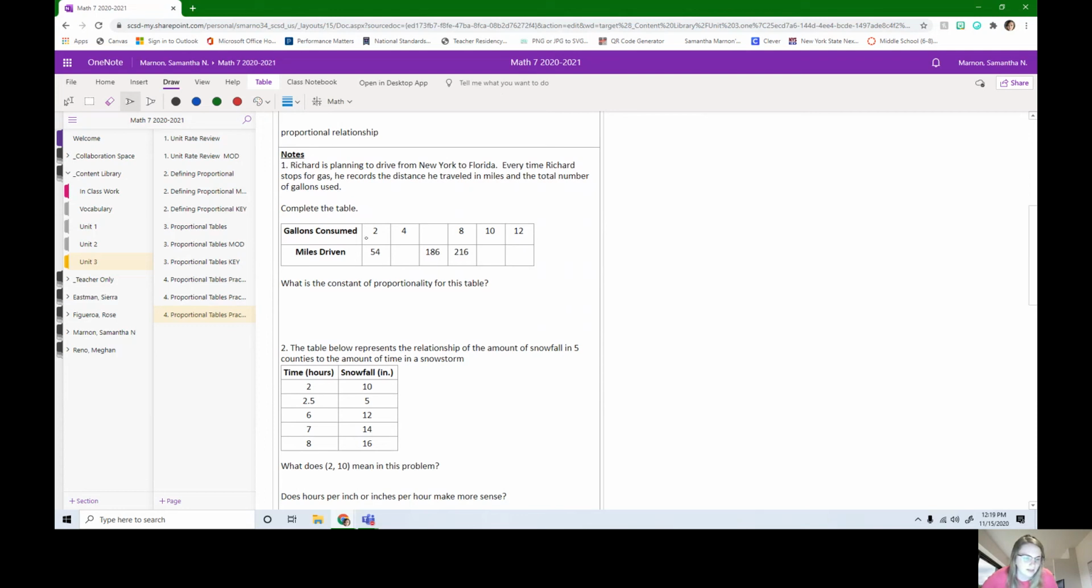So here we have gallons consumed and miles driven. It wants to know what is the constant of proportionality for this table, and you need to complete this table. So pause the video, see if you can complete the table first.